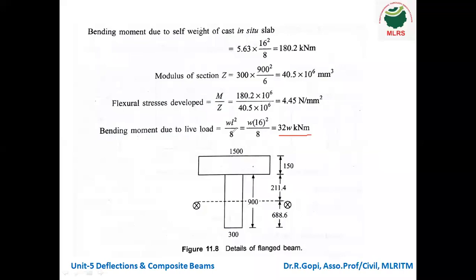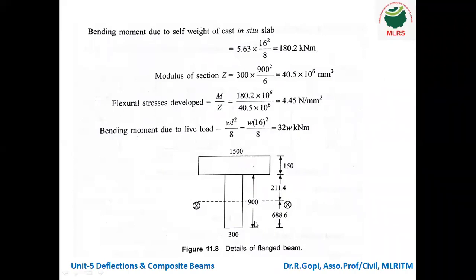So this bending moment due to live load is WL square by 8, and W into 60 square by 8 is 32 W kilonewton meter. That means the live load is taken care of by both slab and beam. So here we need to consider it as a composite section. Here only the composite action occurs.